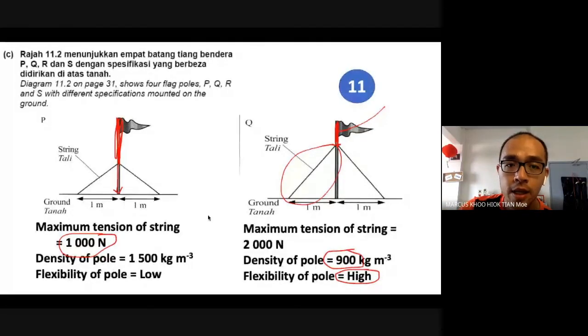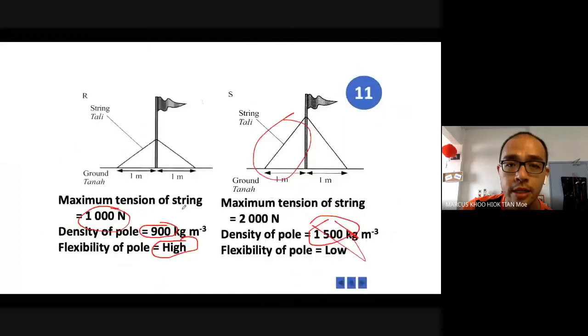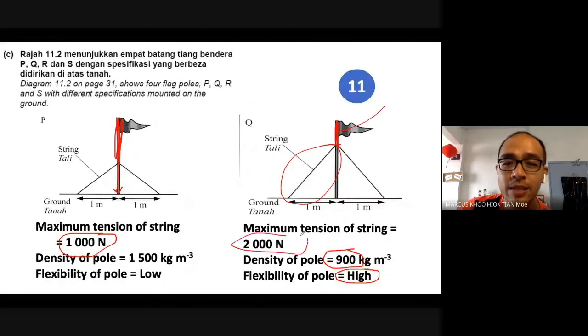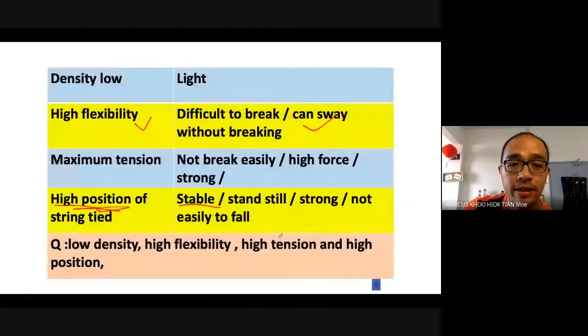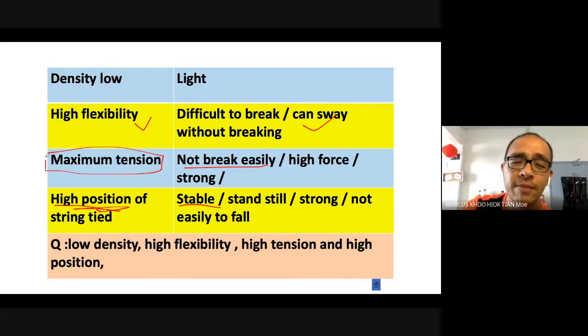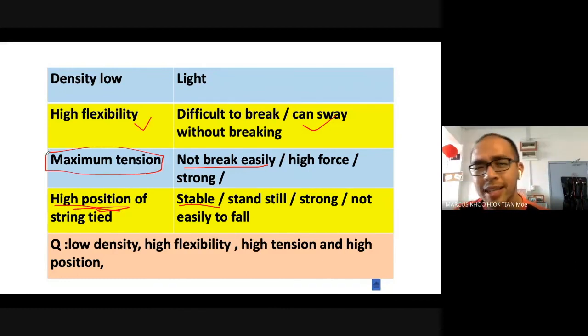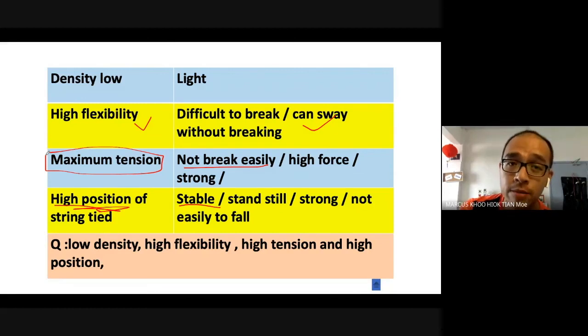Sorry, the maximum tension is supposed to be high so that it does not break easily. But it cannot be too high, otherwise it will break easily. So this is actually not to say a trick question. Dia macam memerlukan kita untuk memikir sedikit. Whether we want high maximum tension or not too high maximum tension. So the best flagpole is flagpole Q because it has low density, high flexibility, high tension, and high position.